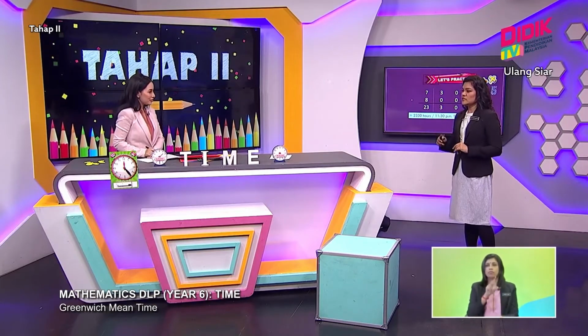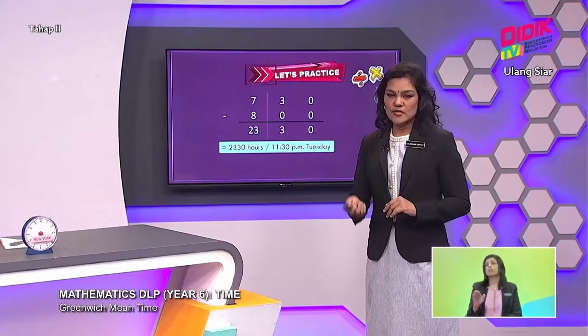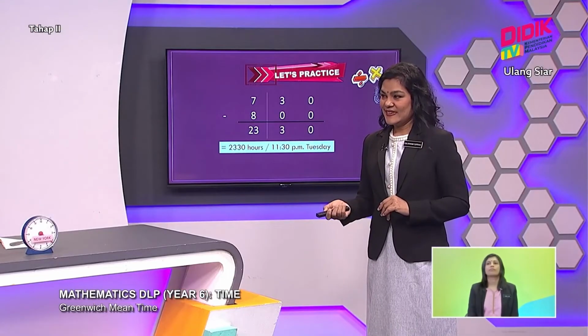So what's the time in the UK? It's 11:30 p.m. on Tuesday in the UK. Here you can state either in 24 hours, 23:30 hours, or in the 12-hour system, 11:30 p.m. Tuesday. Such a big time difference there.